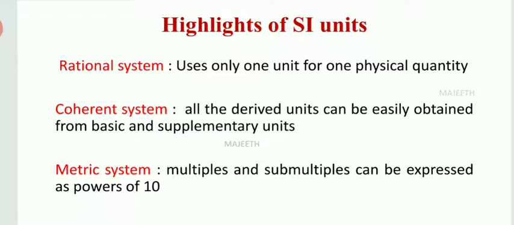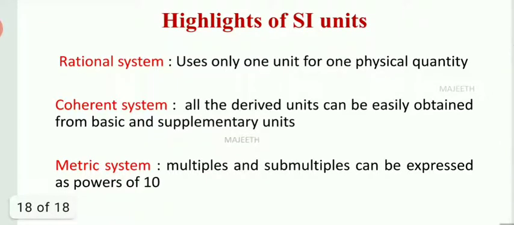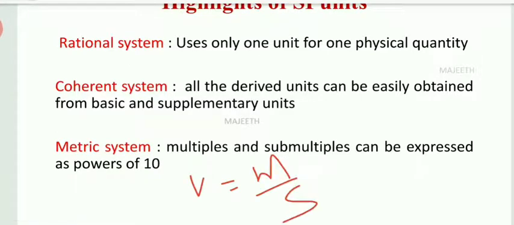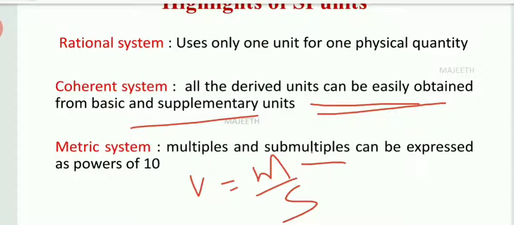Then it is a coherent system. What do you mean by coherent system? All the derived units can be easily obtained from basic and supplementary units, right? What is the unit of velocity? Meter per second. We know that m is a basic unit, fundamental unit, and s is a basic unit. So the derived unit, velocity, has a unit of meter per second, obtained from basic unit meter and basic unit second, because velocity is distance by time. Distance is measured in meter, time is measured in second. So distance per time is meter per second.